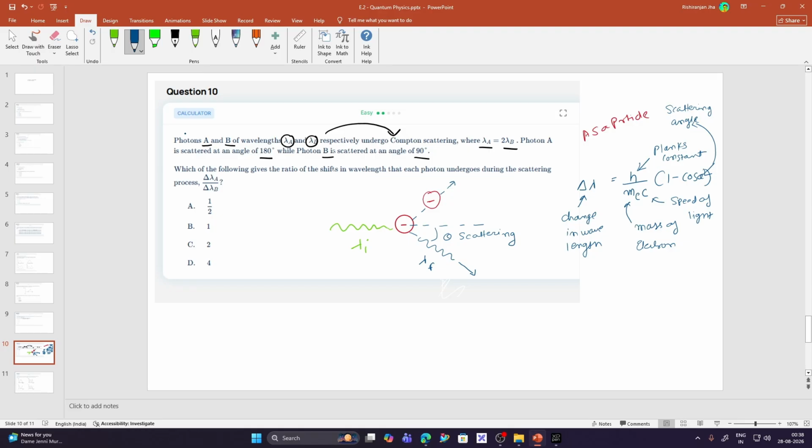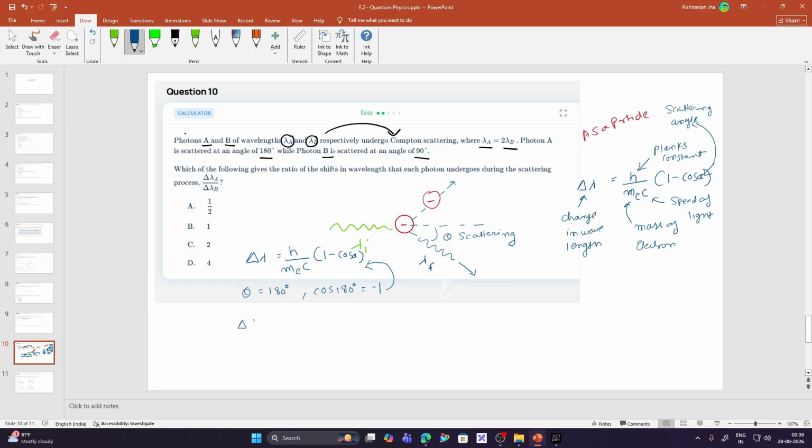Let's solve this numerical. Here we have delta lambda is equal to h upon mass of electron times the speed of light, times (1 minus cos theta). First we will solve for lambda A. For lambda A, theta is 180 degrees, and if you check in your calculator, cos 180 degrees will be -1. So now let's plug in this value of cos 180 and solve this equation.